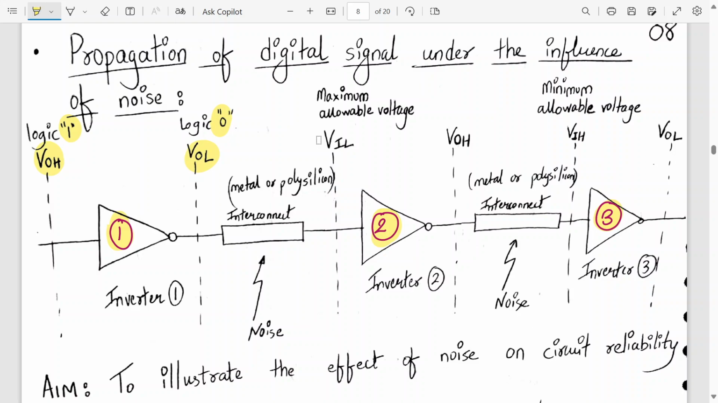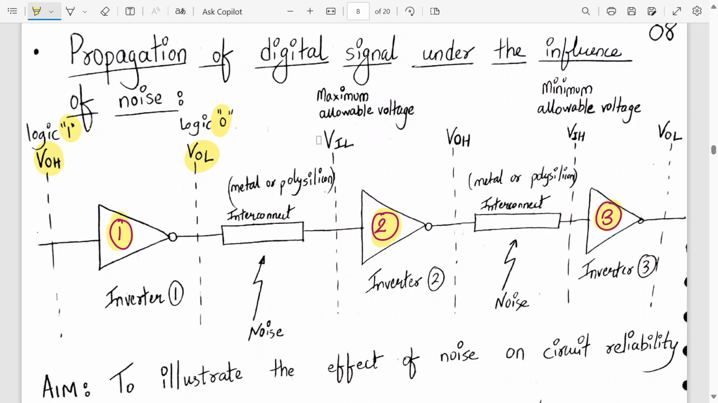So the output signal at the output of inverter 1 is being transmitted to the input of inverter 2 via an interconnect. In VLSI, when we connect any device element to another, we don't say wire, we say interconnect. The wire in the discrete world, in the integrated circuit world, we call it an interconnect. Interconnect means wire only, made up of metal or polysilicon. So the noise can enter via these wires. Yes or no? So let's say it will enter this wire. So what will happen now?